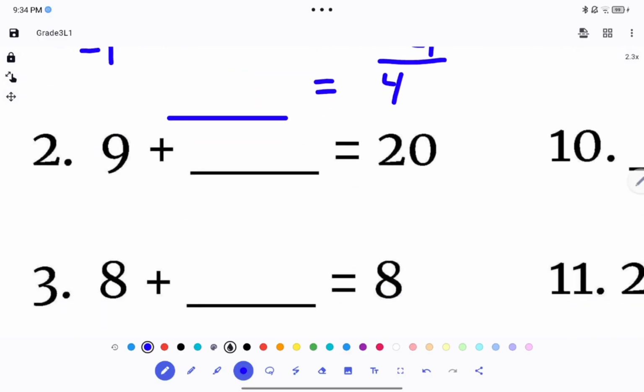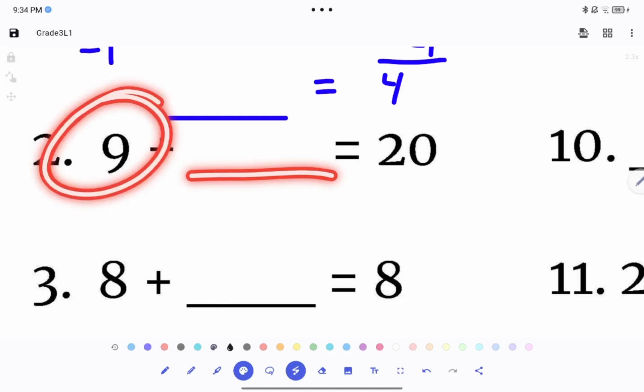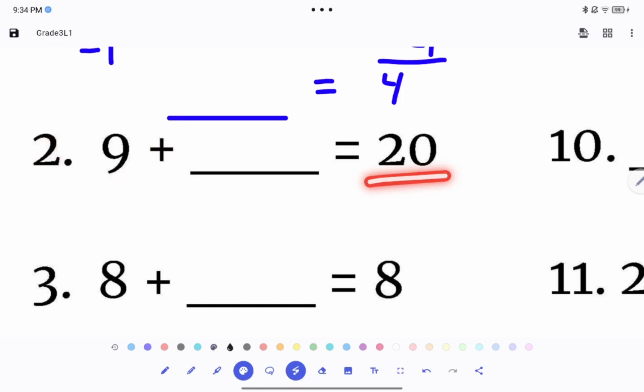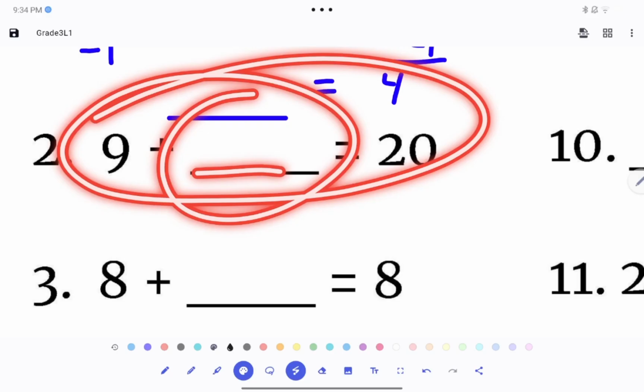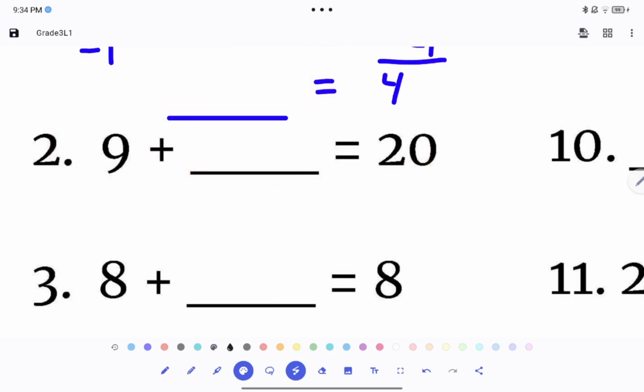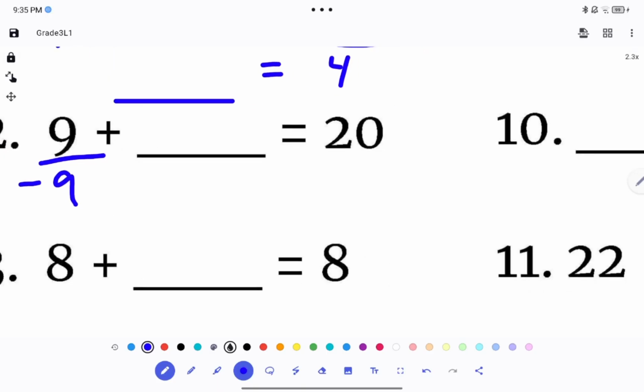Alright, moving on to this next problem. We have some number plus 9 is equal to 20. Alright, how do we do this? So, remember, we want to isolate this unknown number, this number that we don't know, all by itself so that it equals some other number, so that we can find whatever makes this true. 9 plus this number equal to 20. Alright, so we want to get rid of this 9, so let's subtract 9 from both sides.